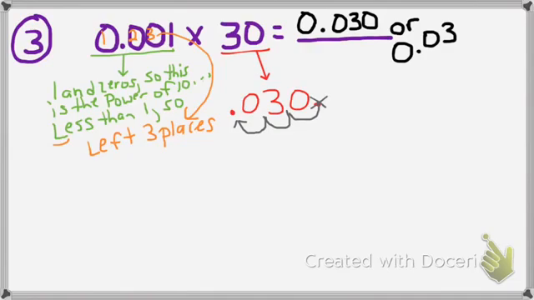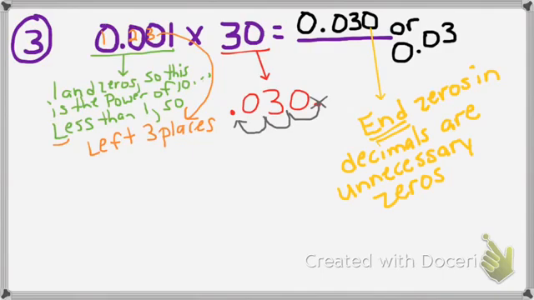Notice on the purple line in my 0 and 30 thousandths, this is a decimal number, and the ending 0 in a decimal number is an unnecessary 0. So you can drop the unnecessary zeros if you wish.